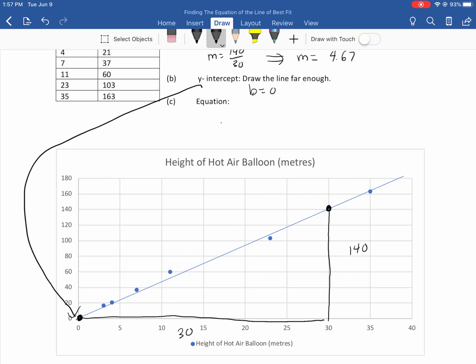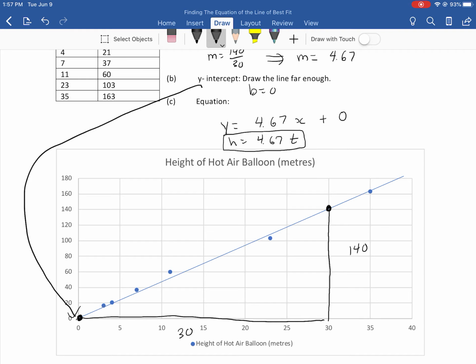So I'm going to write that whole equation here. Y equals 4.67x plus 0. And again, if you got a different y-intercept, that's fine. It's no problem. It's just a prediction we're making here. I'm going to do a little better than that, than the y and the x. I think it's h equals 4.67 times t. That's a better use of variables in the equation.